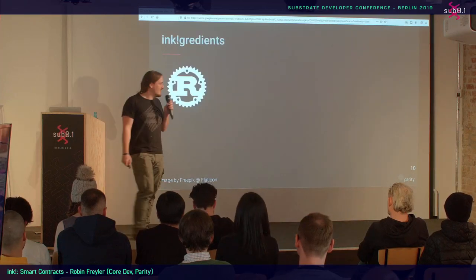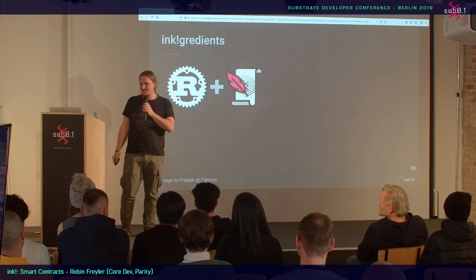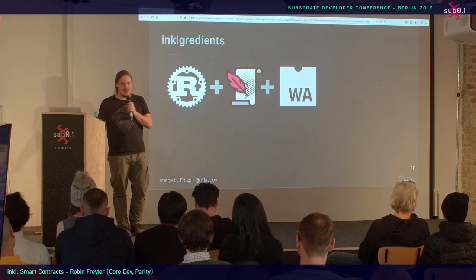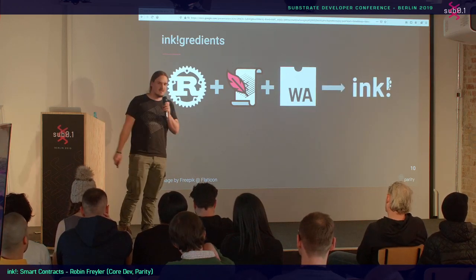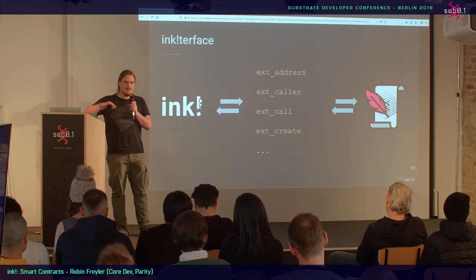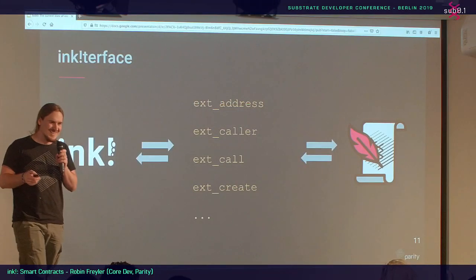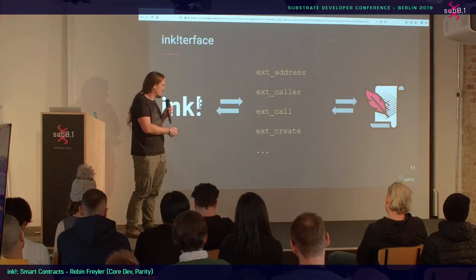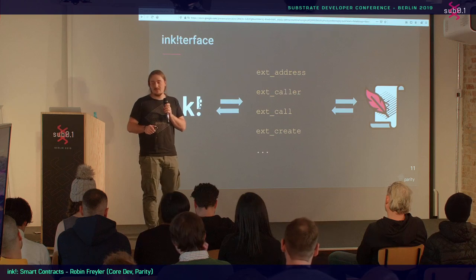What are the ingredients for Ink? It's on the one hand side Rust. We have the FRAME contracts module, and we have Wasm going Ink. And we also have to admit that we recycle the best parts of Solidity. How is the interface between the FRAME contracts module and Ink? Basically, it's a C API that is pretty low level. So we have an ext_address, ext_caller, etc. And Ink is basically trying to make it user-friendly, accessible for users.